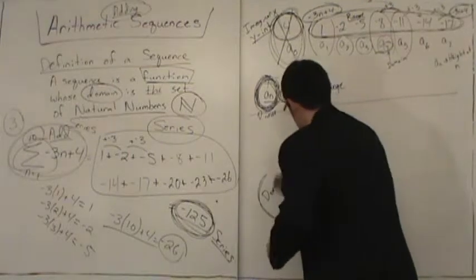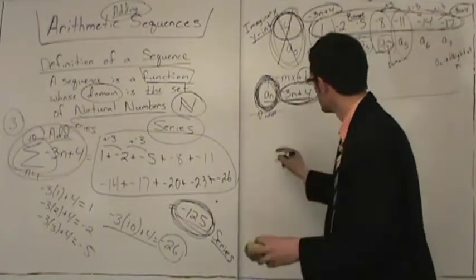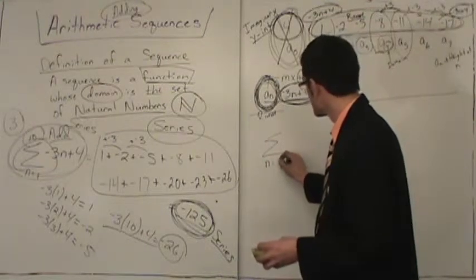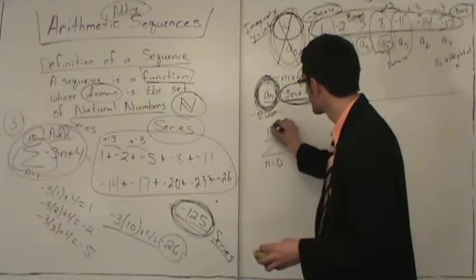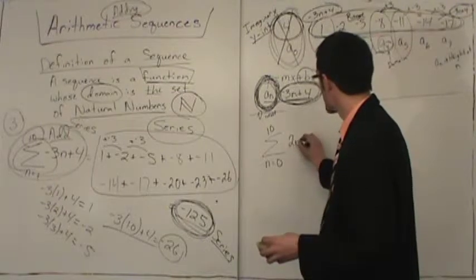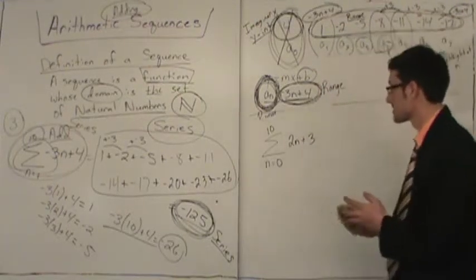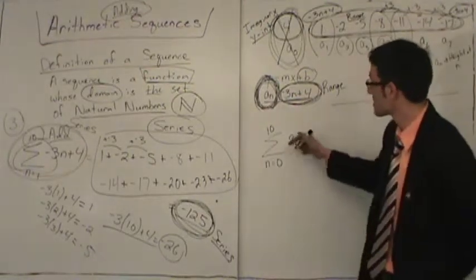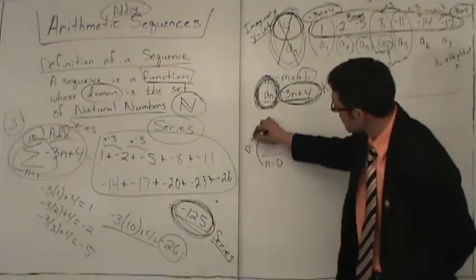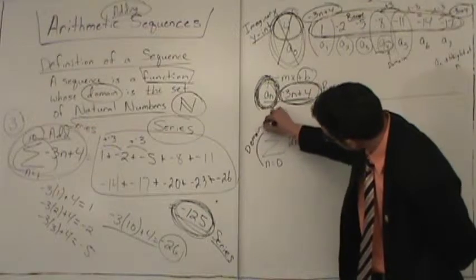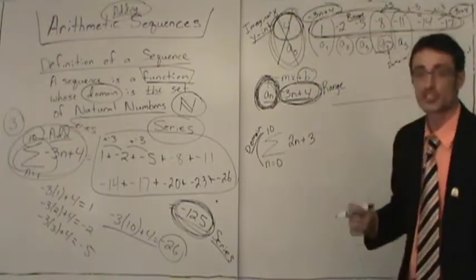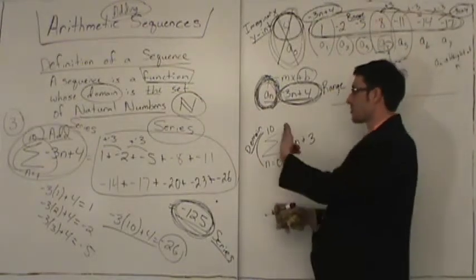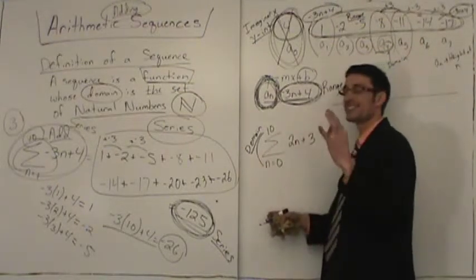Here, sigma. So how to read this? Sigma, n equals 0 to 10 of 2n plus 3. How do we read this? Now, I don't want to get into this discussion. I told you guys that 0 was your domain. Hopefully you guys are arguing with me at this point. I've said all along that the domain of a sequence is a set of natural numbers, which does not include 0.